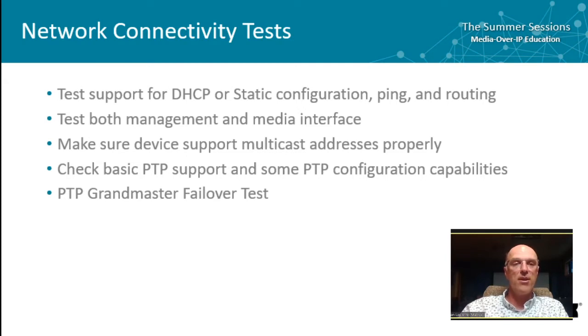So first up are the network connectivity tests. The test plan wants to verify that you support DHCP properly, or that you can do static configuration of the network addresses. And then they go through a series of tests like pings and routing to verify that the device is using the network properly and can answer a ping from another subnet or things of that nature. That's very useful when you build a big network.